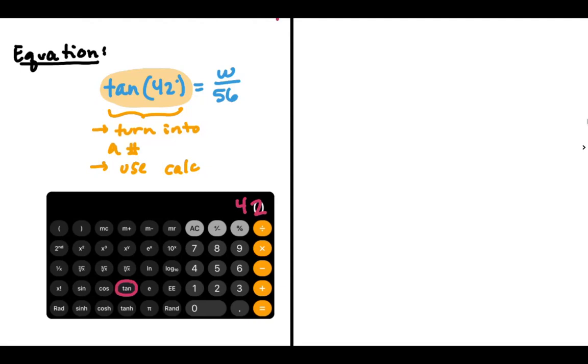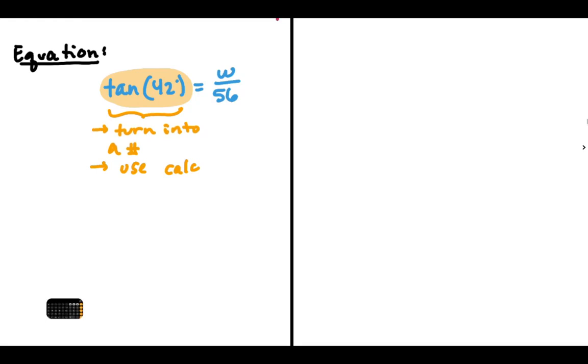So I'm actually going to do this right now. 42 tangent, I get 0.900404044299784. That's really crazy. Let's round that off. I like to use 2 decimal places, so let's round that to 0.90. Again, to get that number, you need to use your calculator. So I'm going to replace tangent 42 with 0.90 equals W over 56. And then I'm just solving this for W.